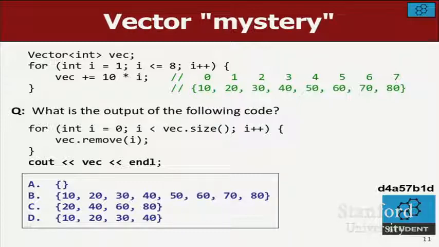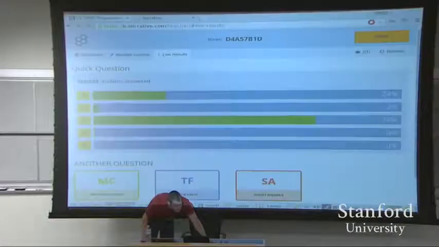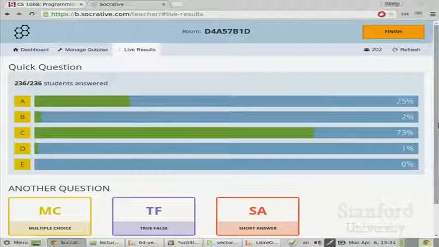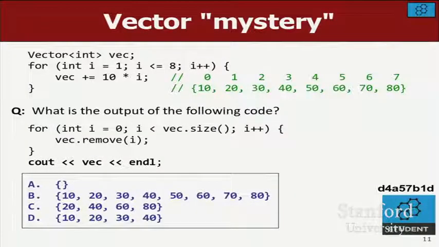Let's give it a few more moments, and then I'll show you your votes. So make up your mind. Let's see what you guys thought. So the most common answer so far is C. And C is 20, 40, 60, 80. Yeah, I think that's right.